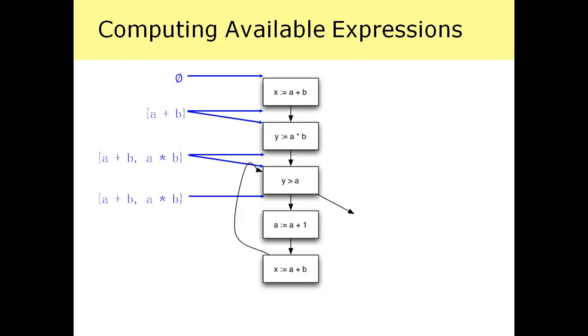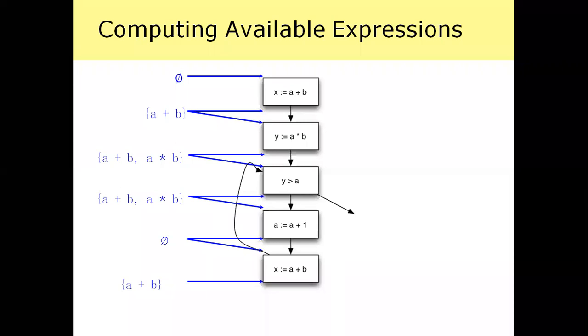But at a is equal to a plus 1, it is a kill statement, right? So this a plus b and a into b is given to the next control flow node, that is a is equal to a plus 1, and then it is empty because everything is killed, right? So no statement is there to compute, so it is null. And then now x is equal to a plus b, and here we are generating a plus b. Is it clear?